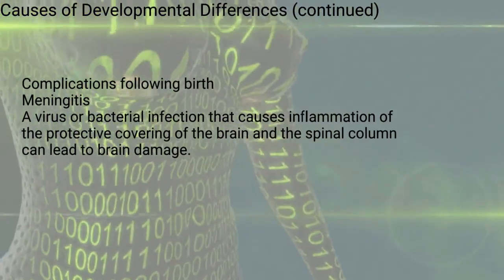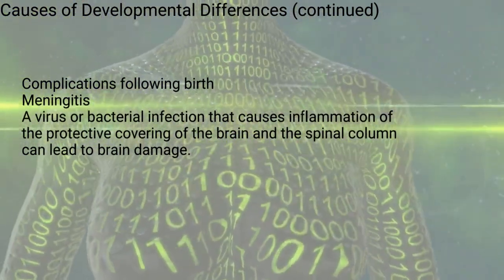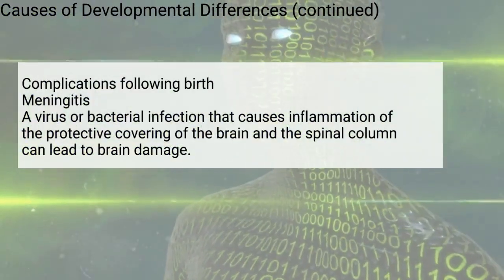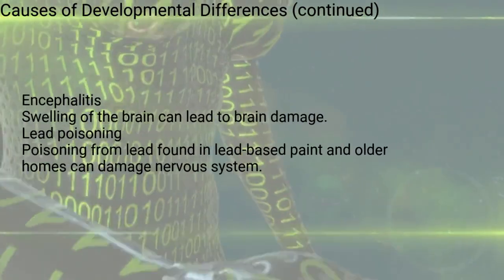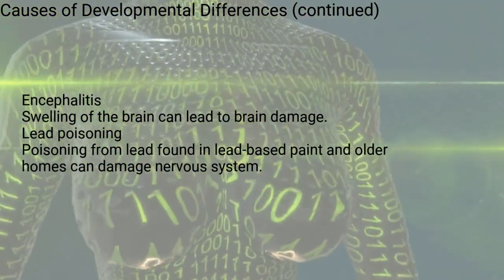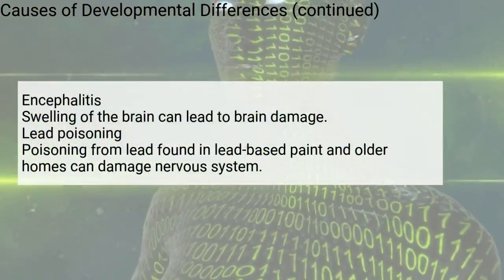Complications following birth. Meningitis, a viral or bacterial infection that causes inflammation of the protective covering of the brain and the spinal column, can lead to brain damage. Encephalitis, swelling of the brain, can lead to brain damage. Lead poisoning. Poisoning from lead found in lead-based paint in older homes can damage the nervous system.